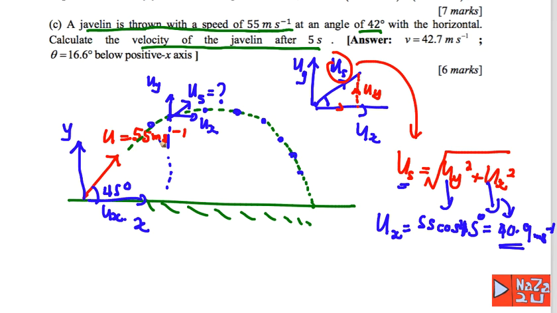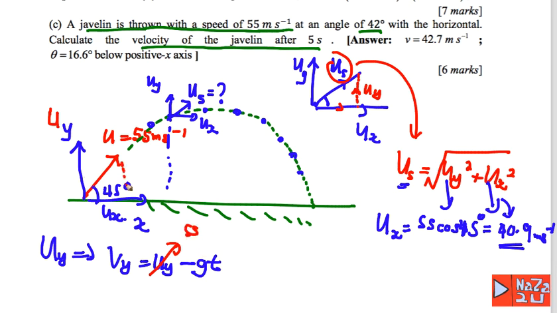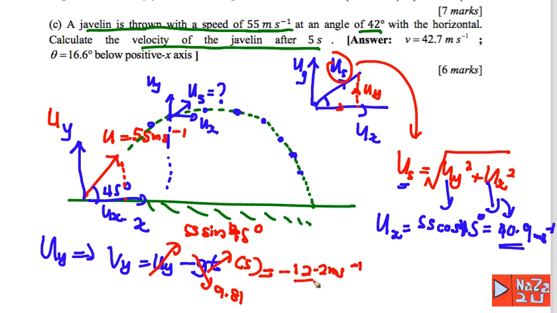The problem is uy at 5 seconds here. To calculate uy, you can use the equation vy is equal to uy minus g t, and the initial u here, this is uy, 55 sine, opposite, right? So uy is 55 sin 45 degrees, and g is constant 9.81, and at time t of 5 seconds. So you can find the value of vy. Here it is negative 12.2 meters per second. So now you have the value of uy, and you also have the value of ux.